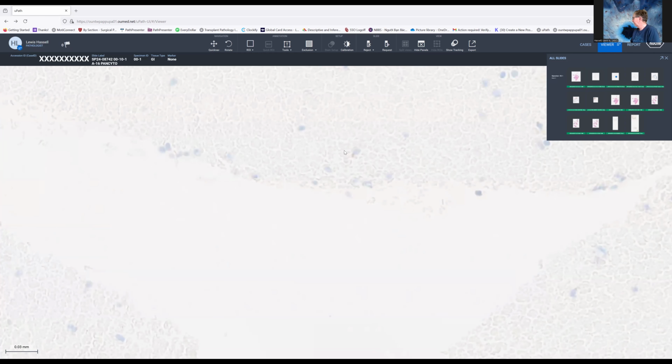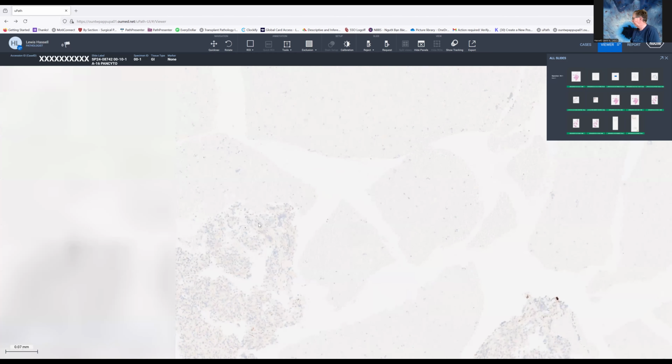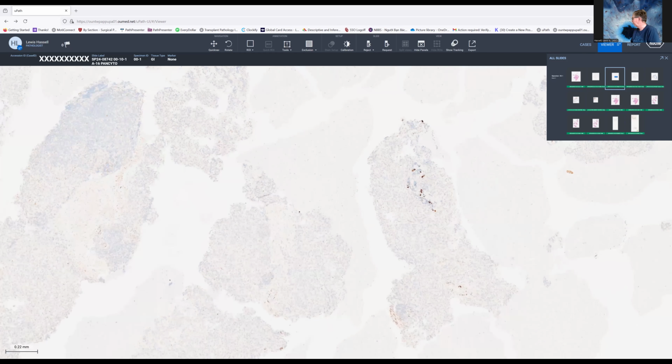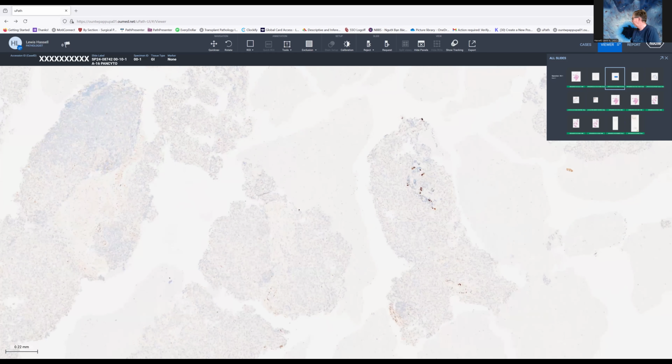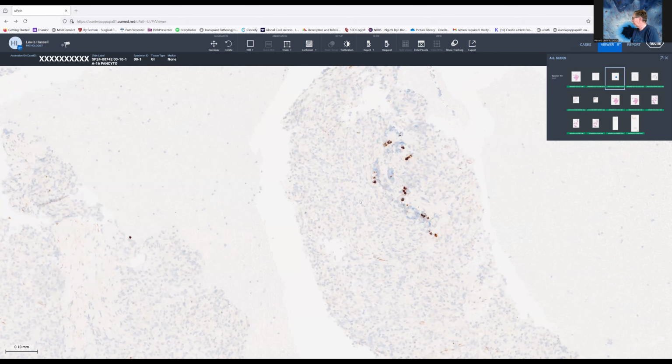cytokeratins, which, as we see here, is uniformly negative. So this is a CK7, which picks up a few residual biliary elements here in what's remaining of a portal tract, a few little remnants here. But by and large, the tumor is totally negative.